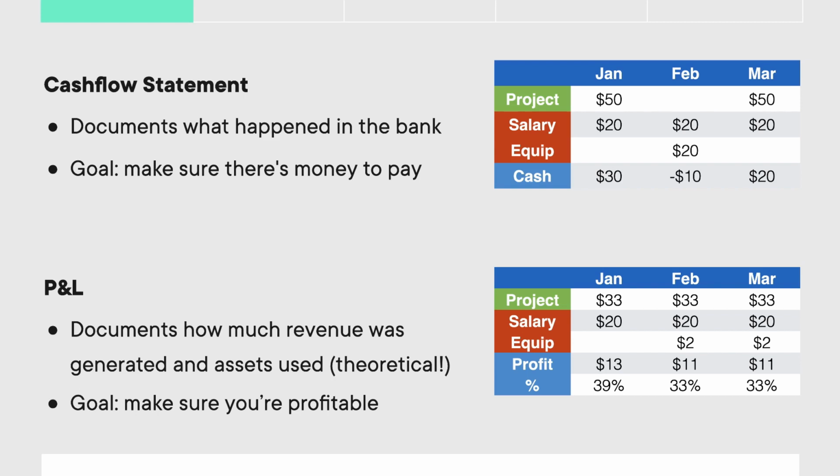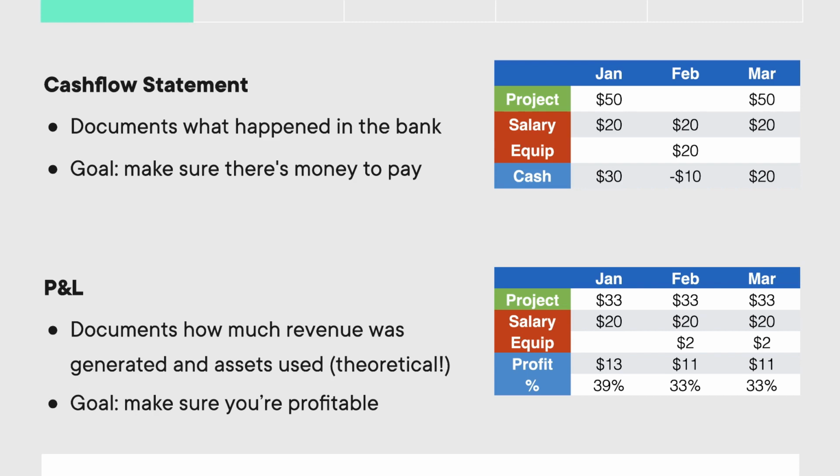One of them shows what happened in the bank. The other one shows theoretically how much revenue we generated using our assets, which is time, and how many assets we used in terms of the salary, equipment, and so forth. Okay? Now, we're using the profit and loss to track trends. In this graph, you can see that the trend is that our expenses are going up while our revenue is not going up. At this point, we still have a 33% profit rate, which is great.